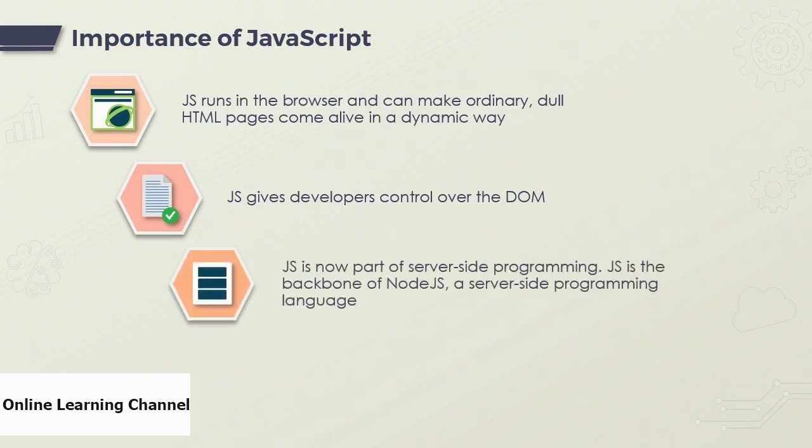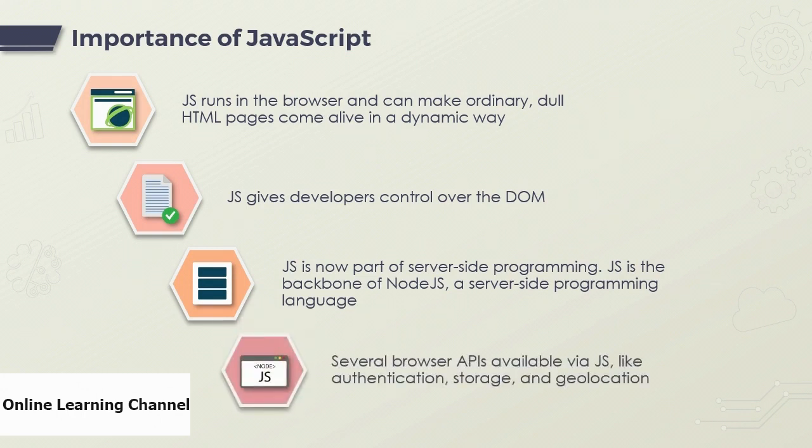JavaScript is now part of the server-side programming language. I mentioned Node.js before. So Node.js is a server-side programming language. It can handle requests from the client. Several browser APIs are now available in HTML5. These were made available to JavaScript. So we're talking authentication, storage, and something called geolocation. And these are just a few that I mentioned. There are several more.